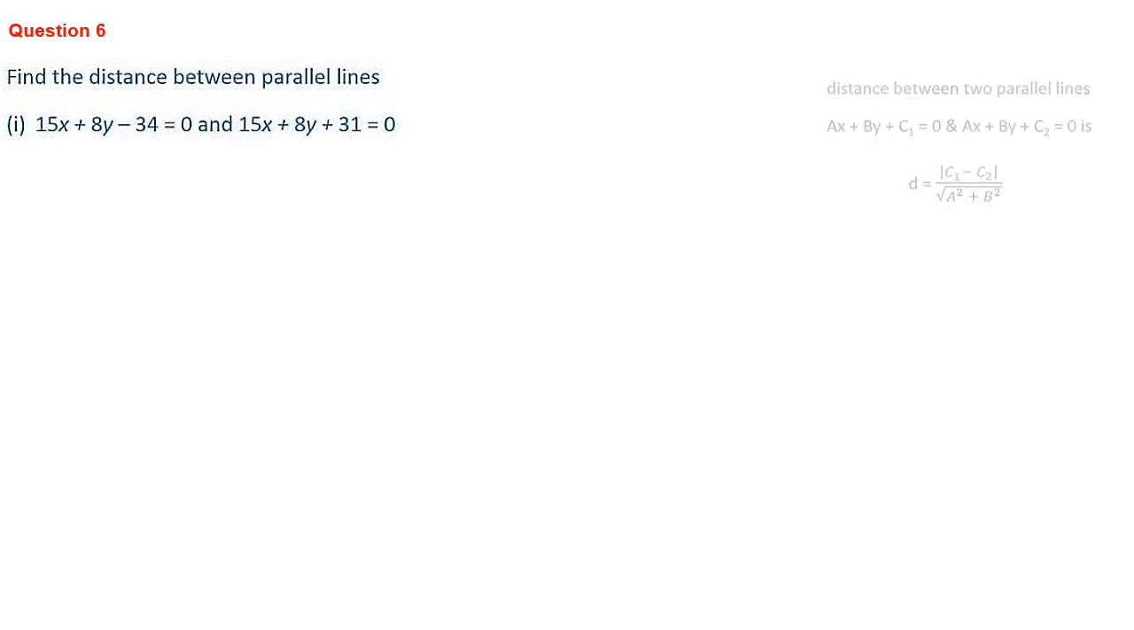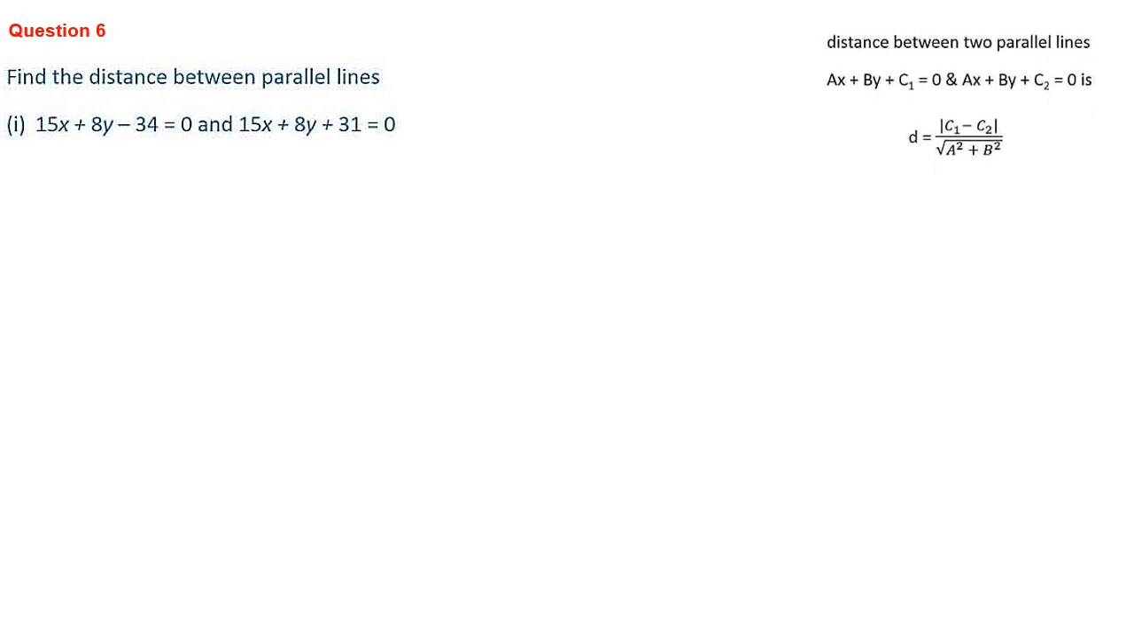So here we know the parallel lines formula: ax plus by plus c1 is equal to 0 and ax plus by plus c2 is equal to 0. These are two parallel lines, and the distance will be mod of c1 minus c2 divided by root of a square plus b square. When we compare these two lines, we can easily identify that a, the coefficient of x, is the same in both. The coefficient of y, b, is also the same in both. So here you can see 15, 15, 8, 8.